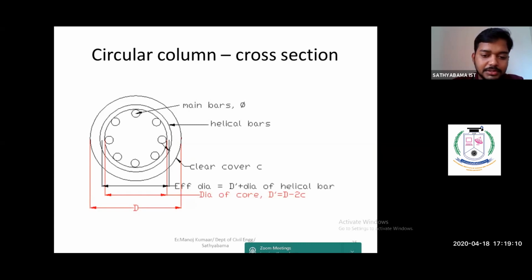Then another diameter we need to consider is the effective diameter, which is nothing but the center to center distance between the helical bar. That is, from one center of the helical bar to the other opposite center of the helical bar.